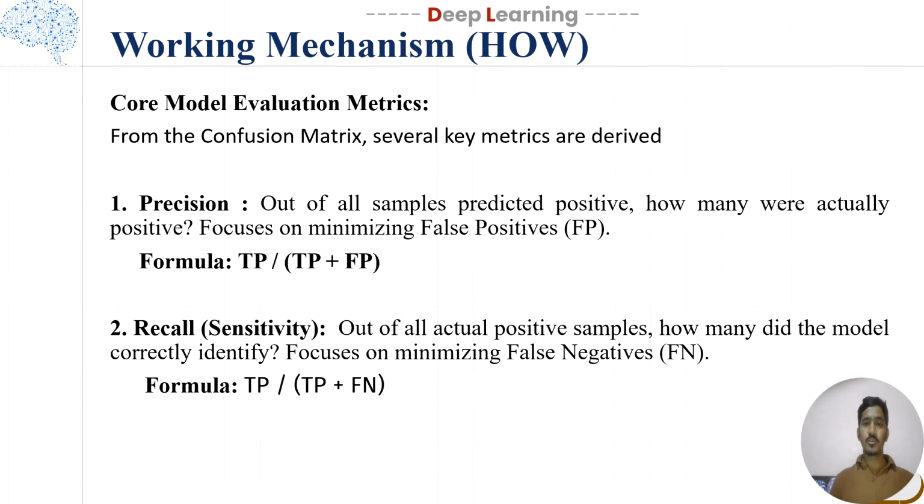Now let's understand how we calculate important evaluation metrics using the confusion matrix. This matrix helps us to know how well our model is predicting and where it is making the mistakes. First, precision. Precision tells us out of all the cases that the model predicted as positive, how many were actually positive. In simple words, if our model says yes 10 times, how many of those yeses were correct? It uses the formula true positive divided by true positive plus false positive. Second, recall. Recall tells us out of all the actual positive cases, how many did the model find correctly? In simple words, if there are 62 real positive cases, how many did the model successfully catch? It uses the formula true positive divided by true positive plus false negative.